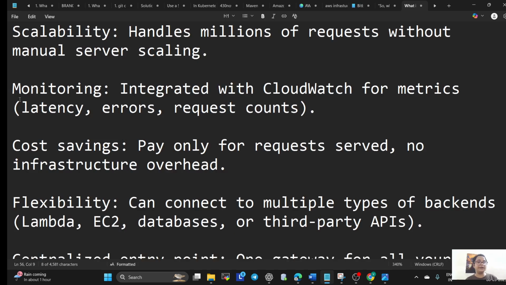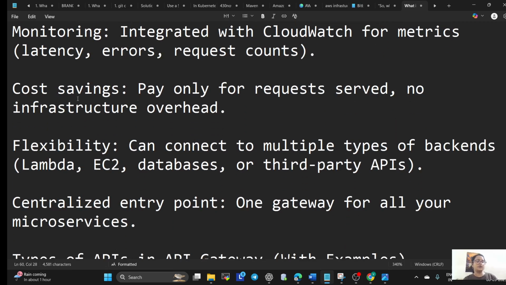And third is monitoring. It will be directly integrated with API Gateway's CloudWatch for metrics, like latency, error, request count. And if we configure this CloudWatch with Grafana, then Grafana will give us a dashboard, and without watching a separate thing, you can directly go and see. So see, what's the use of API Gateway? It is helping in monitoring also, and cost saving.